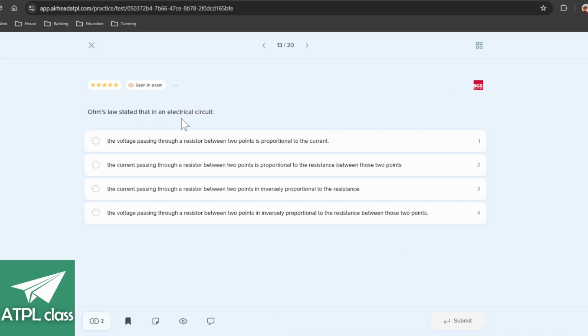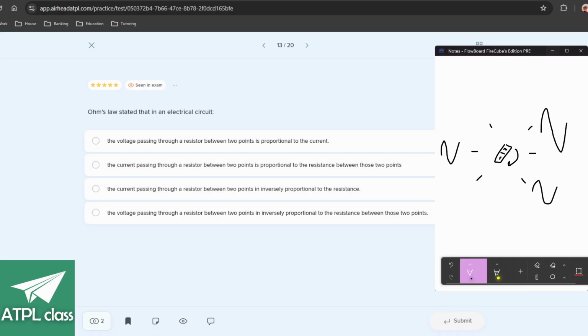Ohm's law states that in an electrical circuit, the voltage passing through a resistor between 2 points is proportional to the current. Right, okay, so Ohm's law is V equals IR. So let's just write that down. V equals IR. So this is going to be a bit of manipulating this equation to figure out what the actual answer is. The voltage passing through a resistor between 2 points is proportional to the current. So if the current goes up, the voltage would go up.